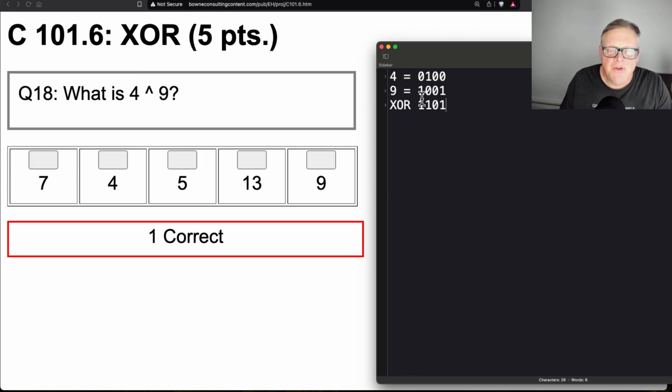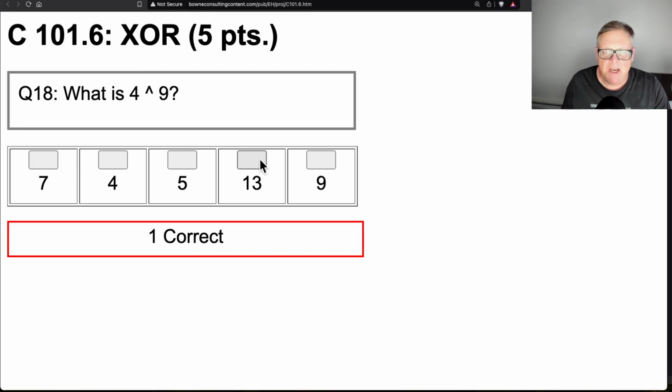Because here you have a 0 and a 1, so that's a 1. Here you have a 1 and a 0, so that's a 1. Here you have 2 zeros, so that's a 0. Here you have a 0 and 1, and that's a 1. So that's 1, 1, 0, 1. And what's that in decimal? Yep, 13, exactly. That's 13 because it's 8 plus 4 plus 1, 13. So the right answer is 13.